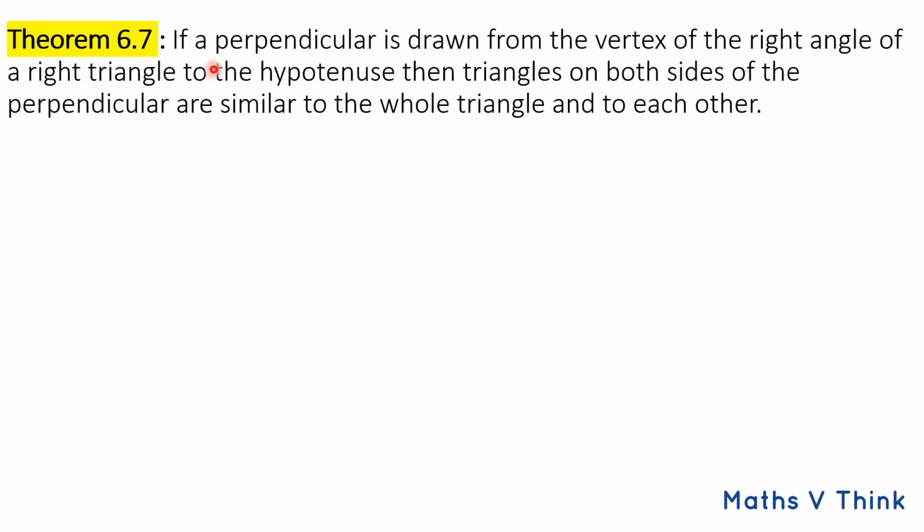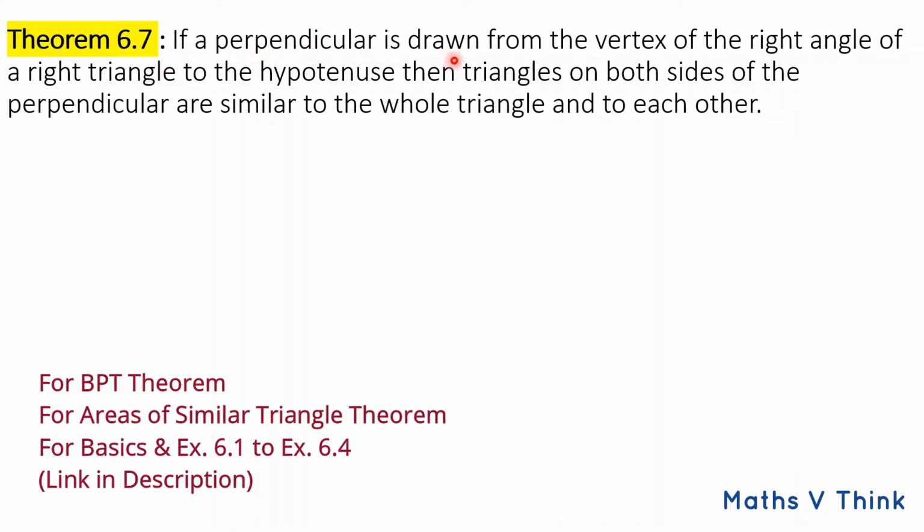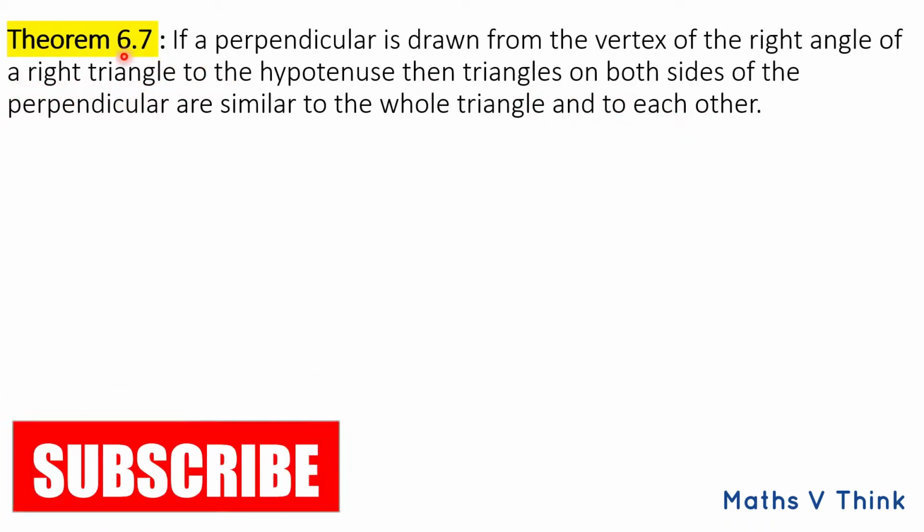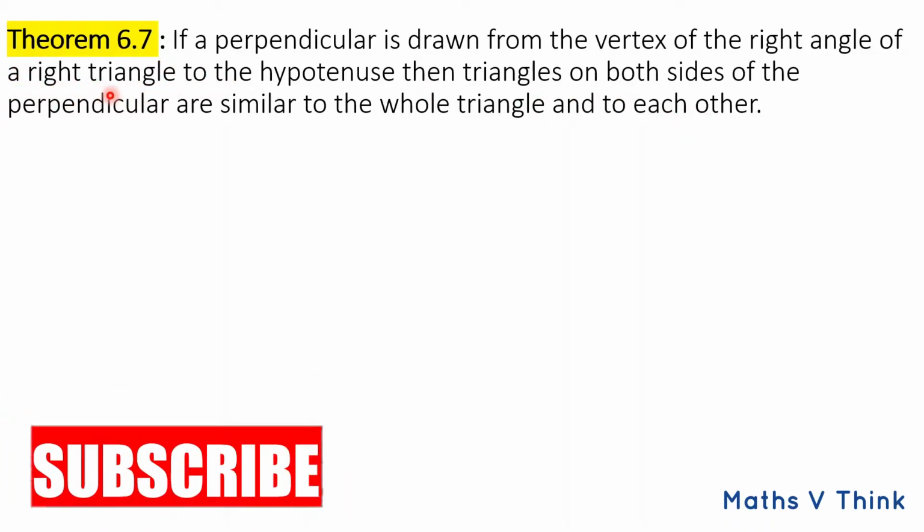Before starting Pythagoras theorem, first we should know this theorem, that is theorem 6.7. It says, if a perpendicular is drawn from the vertex of the right angle of a right triangle to the hypotenuse, then the triangles on both sides of the perpendicular are similar to the whole triangle and to each other. So they gave a right triangle, and I'll explain with the help of a diagram.